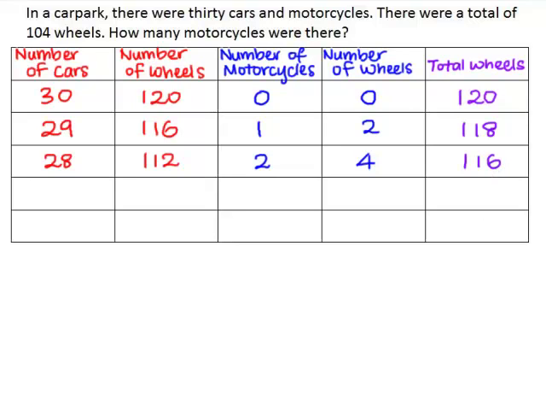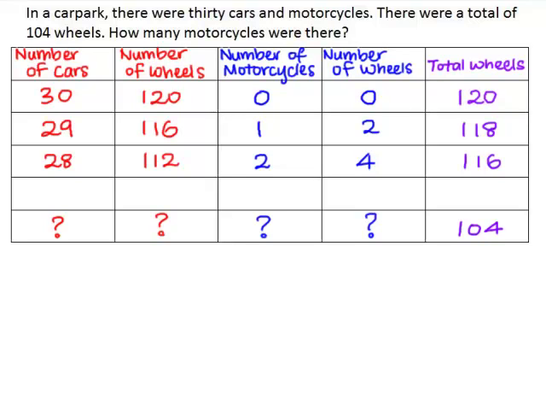If we proceed with guess and check, we will eventually find the total number of wheels to be 104. We will have a total of 104 wheels with a certain number of cars, a certain number of wheels from the cars, a certain number of motorcycles, and a certain number of wheels from the motorcycles. But we will not proceed with guess and check for this question. Instead, we will use the assumption method.